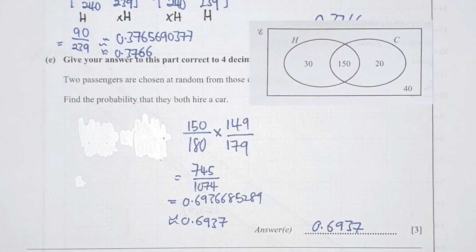As for the last part, both highest a car, it will be 150 divided by 180 multiplied with 149 over 179. So after the calculation, you will get your results as 0.6937.